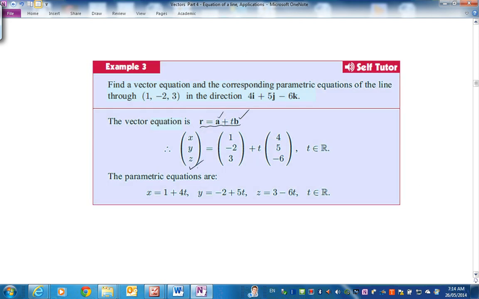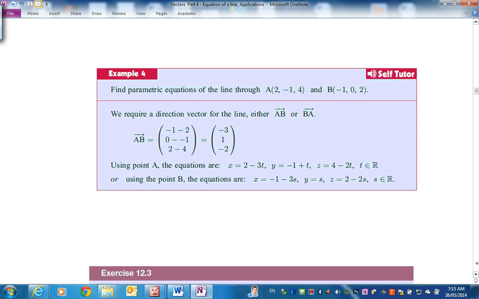R therefore is x, y, z. Travel out to the point 1, negative 2, 3 from the origin. It will be the same set of components because you're coming from the origin plus t times the direction vector. So the x of any point follows the pattern: displace the x by t lots of 4, displace the y by t lots of 5 in the y direction, displace the z by t lots of negative 6 in the z direction. Okay, you get the idea there. All right, let's keep going.